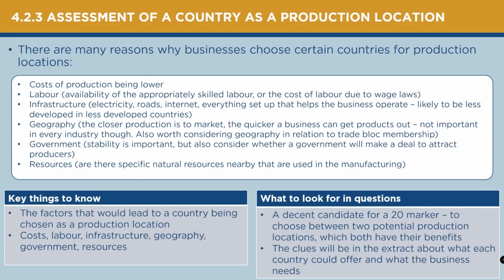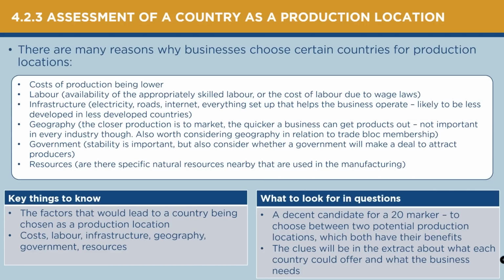Also think about geography. For example, if it was a 20 marker and you're choosing between two potential production locations, you might find that cost might be better in one, but geography in terms of how close you are to the market might be better in the other. The reason it's important is a few reasons. Membership to a trading block, but trading blocks isn't on this paper, so I don't necessarily think that's going to be in there. But the closer you are to a market, the quicker you can get your products out. That's not important in every industry, but in the sportswear industry where innovation is really key and trends are very prominent, it might be really important to get products to customers very quickly.